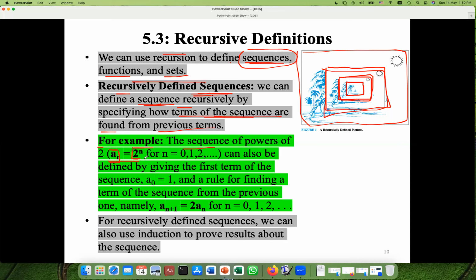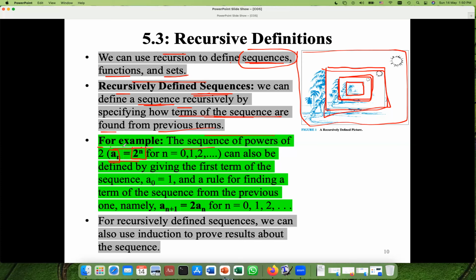And this is actually that formula: an is equal to 2 raised to the power n. So this is just the theoretical expression for that mathematical sequence. So what is that sequence? The sequence of powers of 2, where n starts at 0.